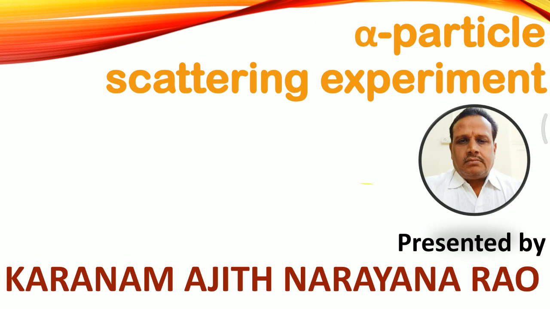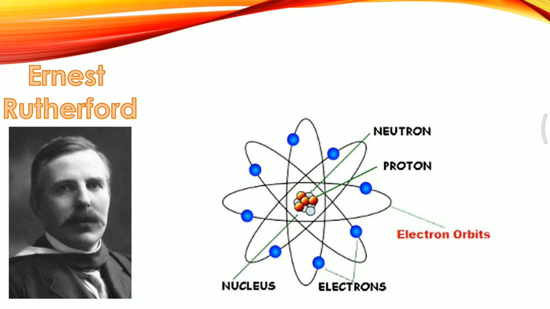As we all know, an atom consists of a nucleus and electrons revolving around the nucleus. The nucleus further consists of protons and neutrons. In the year 1911, Rutherford proposed a model of an atom called the planetary model of an atom. He satisfactorily explained the distribution of positive and negative charge in an atom.